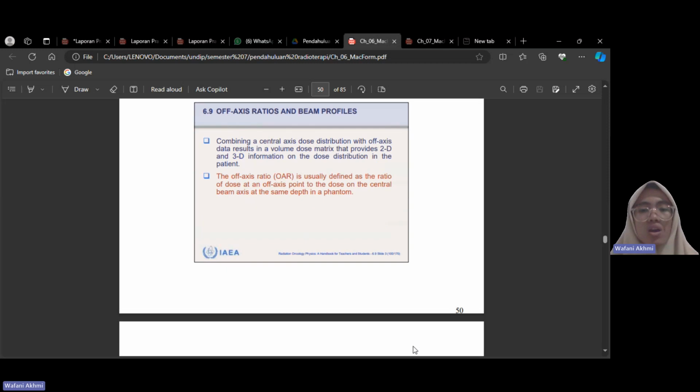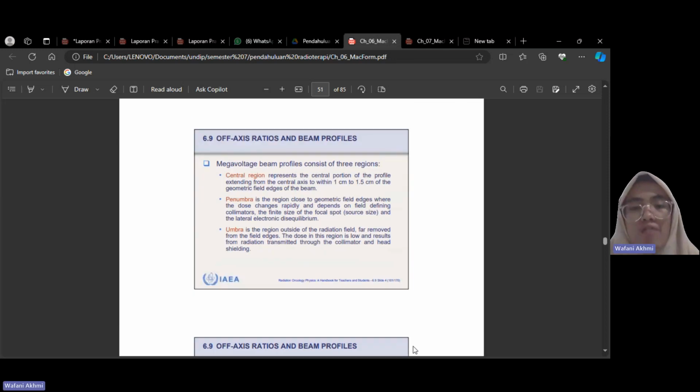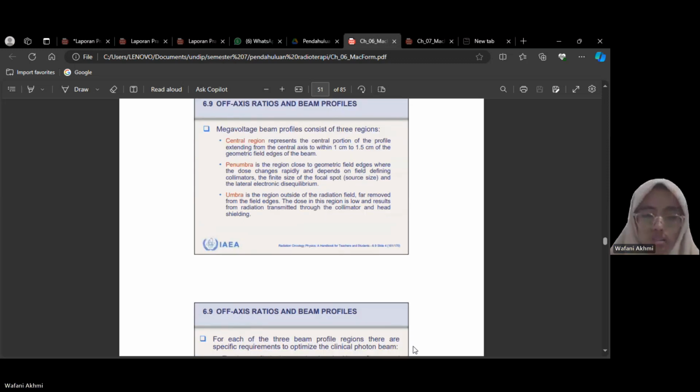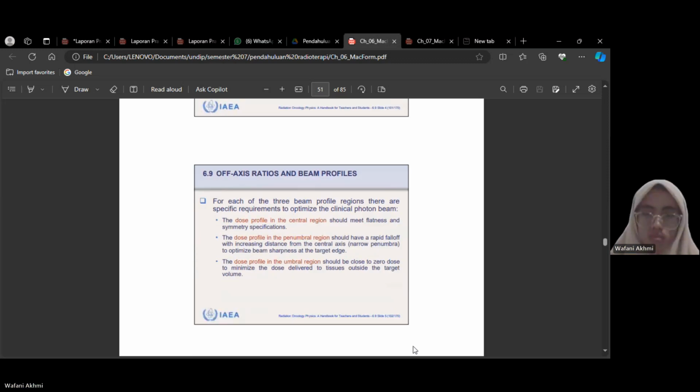The off-axis ratio, or OAR, is usually defined as the ratio of dose at an off-axis point to the dose on the central beam axis at the same depth in a phantom. Megavoltage beam profile consists of three regions. The first is the central region, then the penumbra, and the umbra. For each of the three beam profile regions, there are specific requirements to optimize the clinical photon beam.